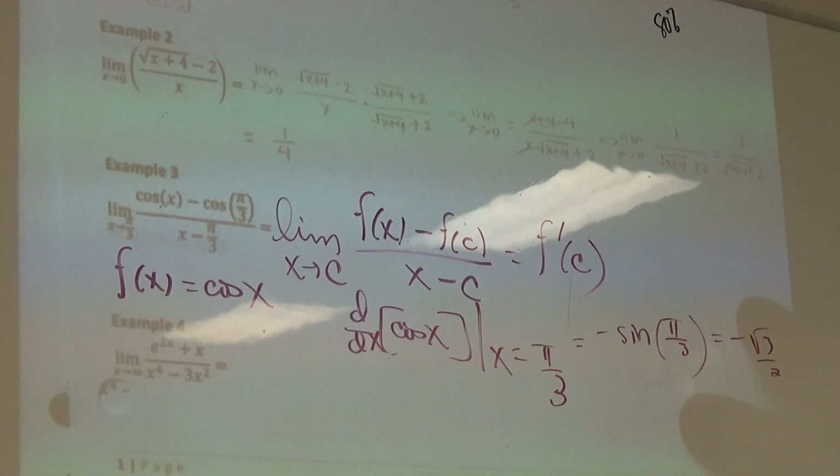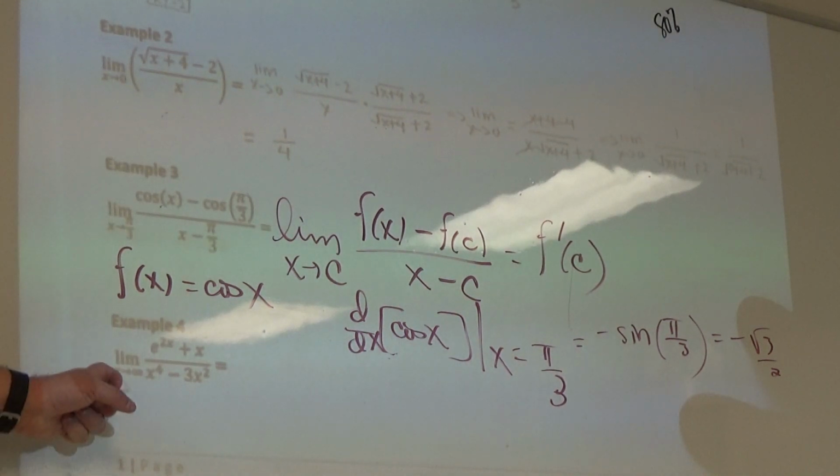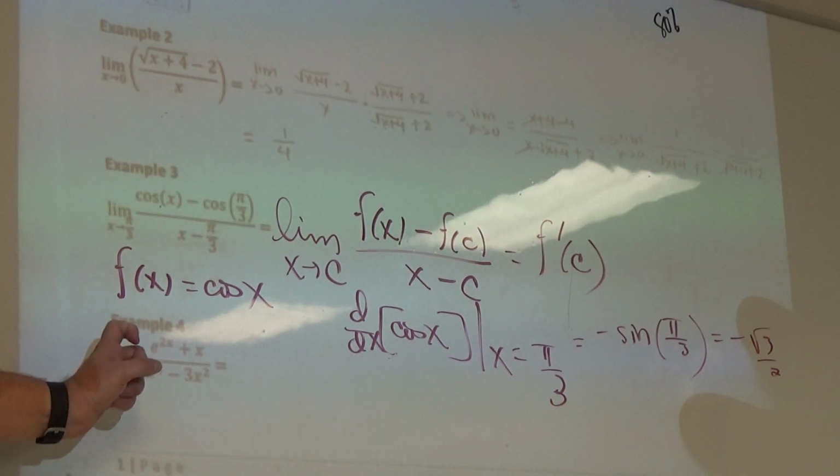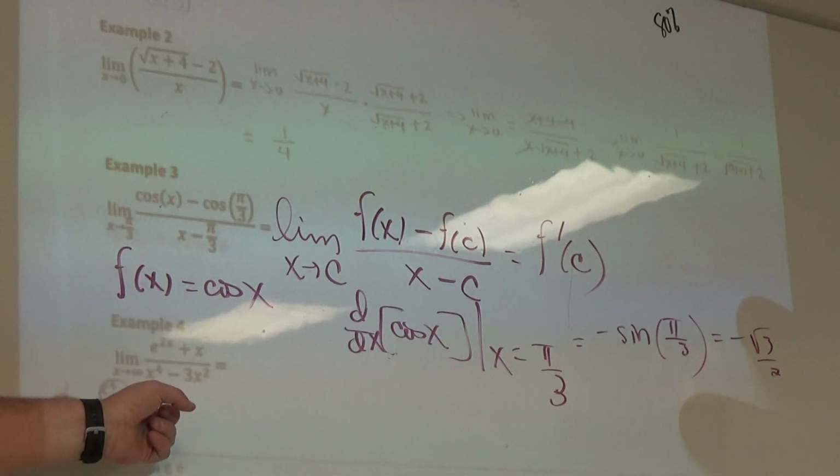Now this last one, I would hope this is like a 30 seconds or less kind of question for you to look at. Limit as x approaches infinity of e to the 2x plus x over x to the 4th minus 3x squared. There's something that I need you to see here. One person sees it. 2 people maybe. 3, maybe 4. The fact that I'm approaching infinity is the clue.